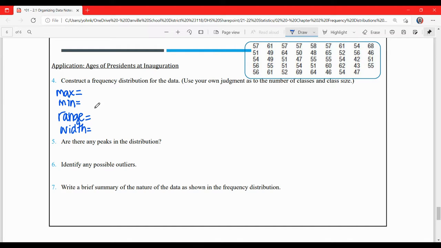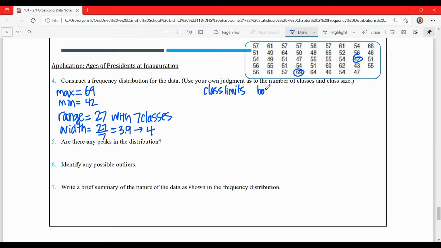So the maximum value in the table is 69 we just found, and the minimum value in the table was 42. So that gives us a range of 27. Let's say we have 7 classes. That sounds like a good amount. Then 27 divided by 7 is going to be 3.9-ish, but we're going to round that up to a class width of 4. So let's see if we do class limits, and then we do boundaries.